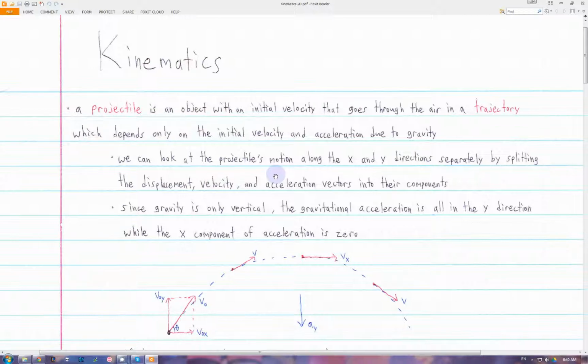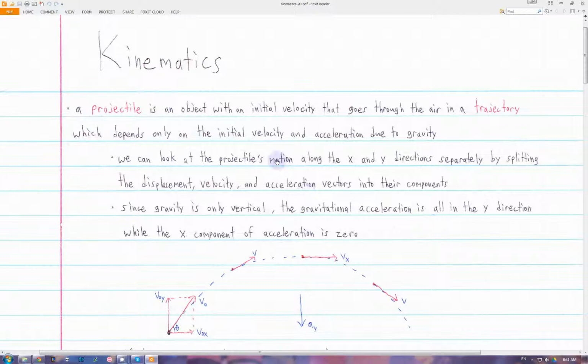So a projectile is any object that we give an initial velocity and then it just flies through the air while the only thing acting on it is gravity. And so remember, in the last video we came up with a bunch of kinematics equations to describe motion at constant acceleration along a straight line.